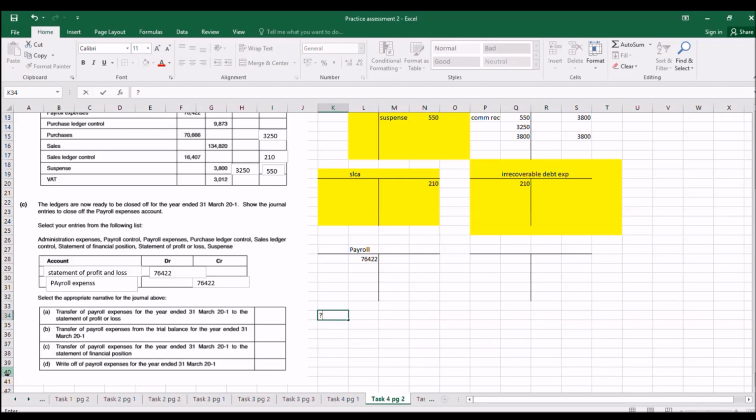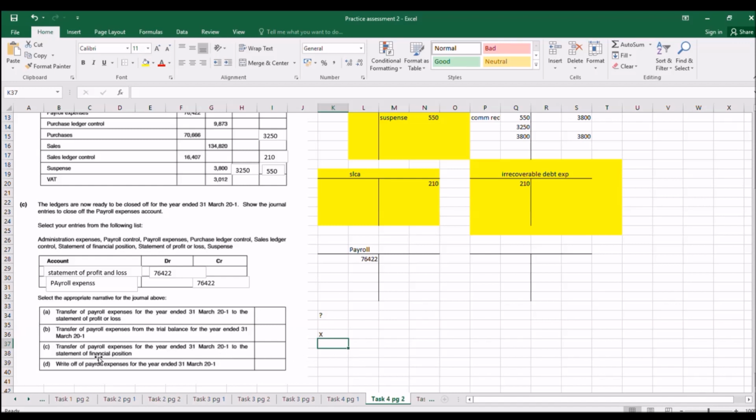Let's read what the rest of them are. Transfer of payroll expenses from the trial balance. Well, it's not really from the year ended 31st of March, but to where? So it's not that one. A is still better than that answer there. Transfer of payroll expenses for the year ended 31st of March to the statement of financial position.